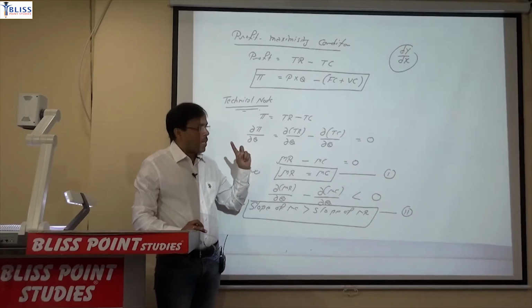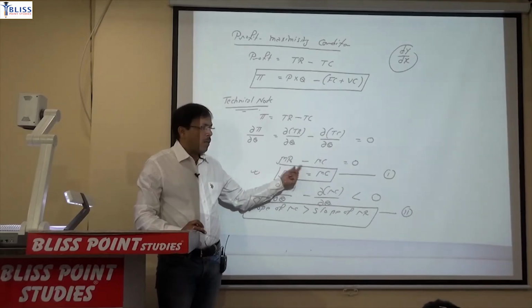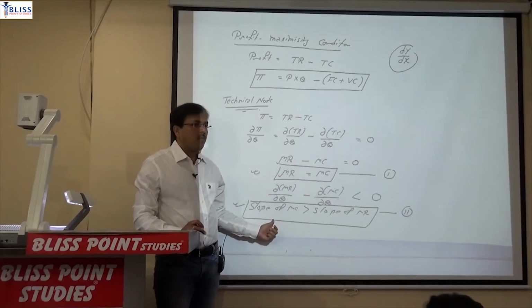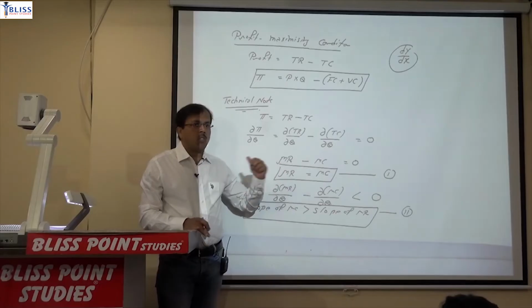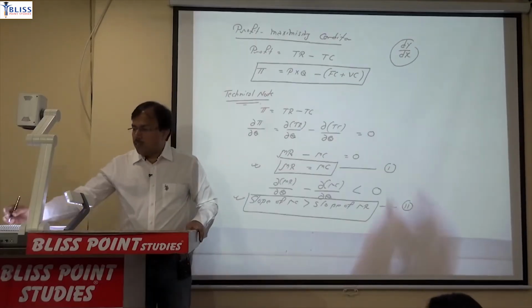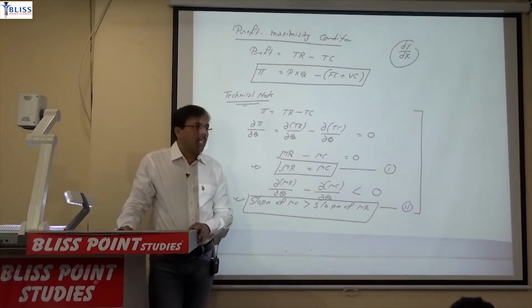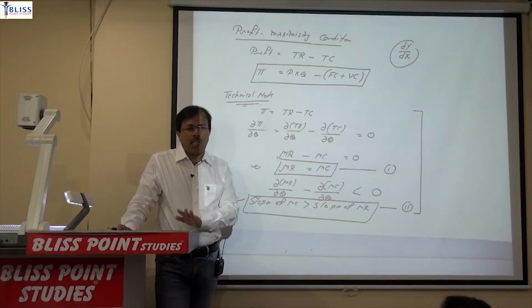प्रॉफिट विल गेट मैक्सिमाइज्ड व्हेन फर्म प्रोड्यूसेस दैट मच क्वांटिटी वेयर एमआर इज इक्वल टू एमसी, एंड स्लोप ऑफ एमसी शुड बी ग्रेटर देन स्लोप ऑफ एमआर. जस्ट रिमेंबर दैट. बट इन योर रजिस्टर ये टेक्निकल नोट है, पेपर के अंदर कहीं शो नहीं करना. जब लिख रहे हैं कहीं आपको सिंपली क्या लिख देना है?